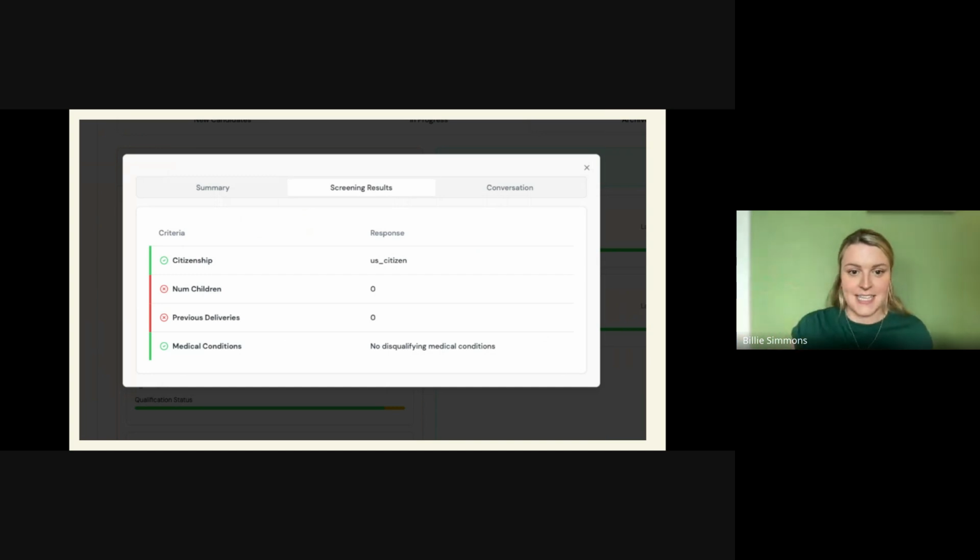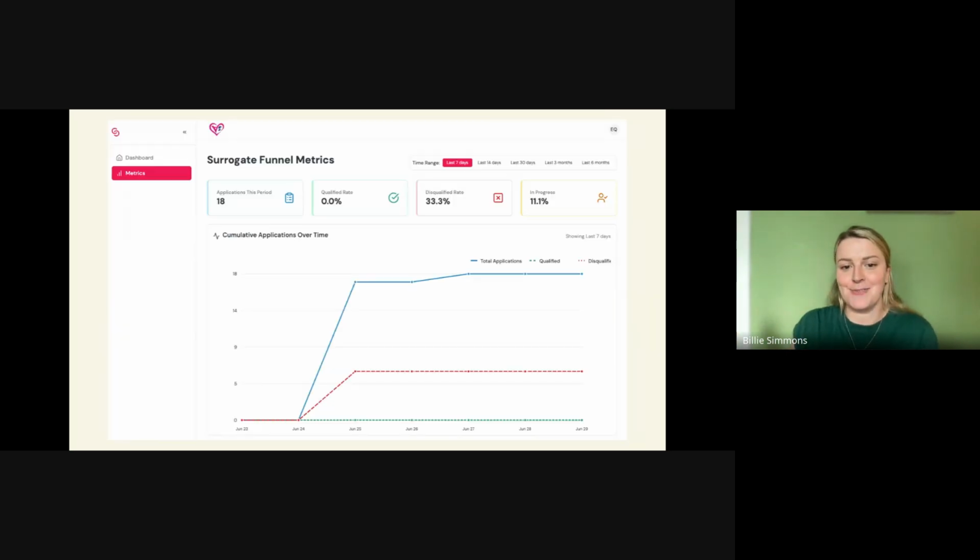So you can see exactly what was happening. And she obviously did meet some criteria. She was a US citizen, and so far no disqualifying medical conditions, but ultimately there's a red flag.